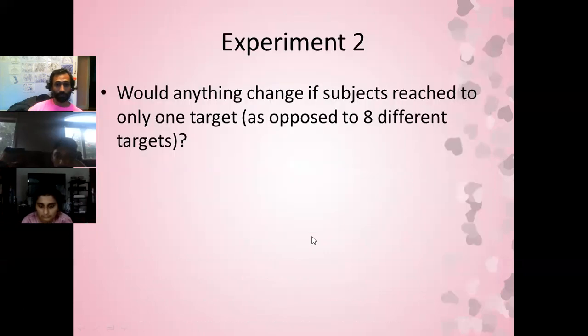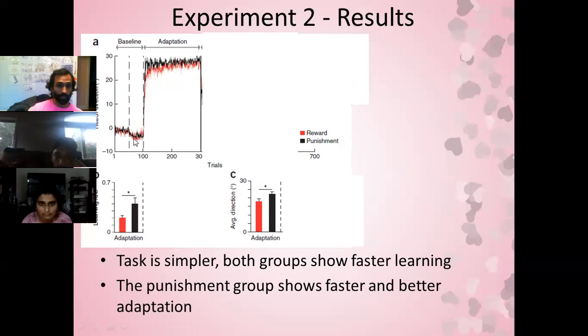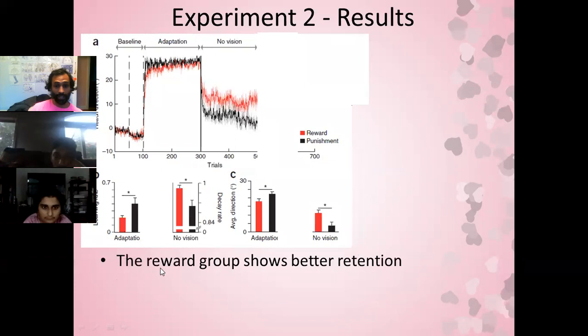Okay, then they said, would anything change if subjects reach towards only one target as opposed to 8? And you can see that if you only have one target, people learn wicked quickly. But again, they see that the punishment group is learning faster and better. So that's something interesting. And the reward group, again, when you turn off all of the information, they seem to retain this information for longer over here.